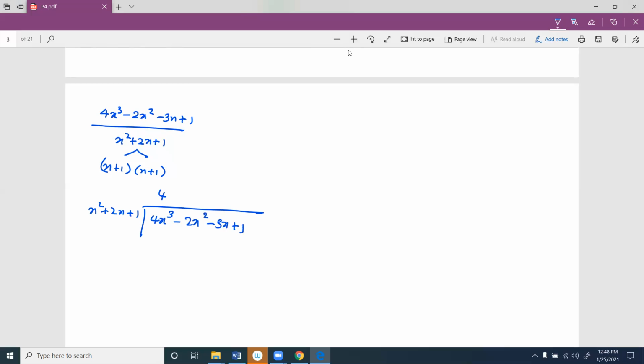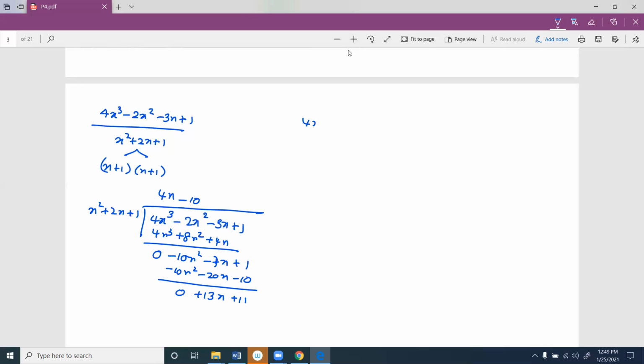So it turns up to 4x cubed plus 8x squared plus 4x. If you subtract, it turns up to 0, minus 10x squared minus 7x plus 1, that is minus 10, then minus 10x squared minus 20x minus 10. If you subtract, it turns up to 0, plus 13x plus 11. So you can write the final answer: 4x minus 10 plus 13x plus 11 over x plus 1 squared.